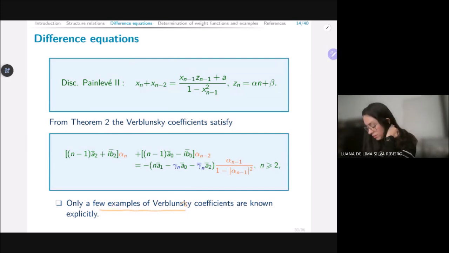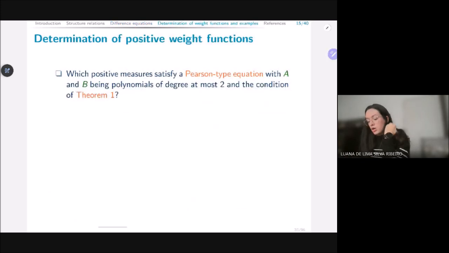And just a few examples of Verblunsky coefficients are known explicitly. For example, the Bessel polynomials that I mentioned before, we know they satisfy the discrete Painlevé equation, but we don't have the explicit value of each Verblunsky coefficient. So now we are looking at the third part of this talk, that is, which positive measures satisfy the Pearson-type equation where A and B are polynomials of degree at most 2 and satisfy the additional condition of theorem 1. So we want to classify all possible weight functions.